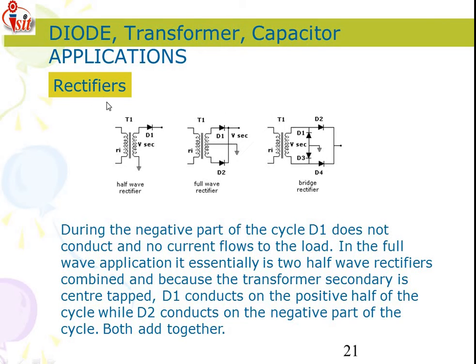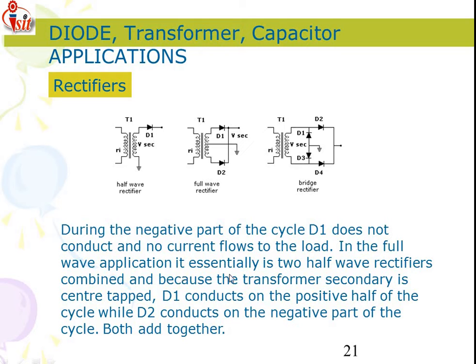Here I have mentioned rectifiers. Here I have mentioned the three types of rectifiers. First rectifier is the half wave rectifier, then the second is the full wave rectifier, then the third one is the bridge rectifier. During the negative part of the cycle, D1, which is connected over here in the forward direction, does not conduct and no current flows to the load.